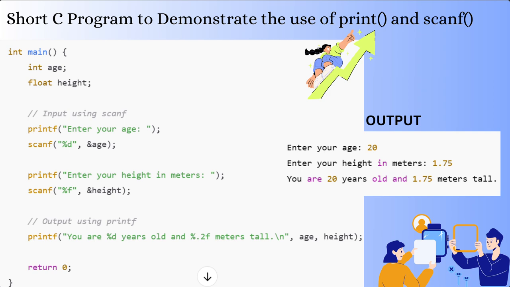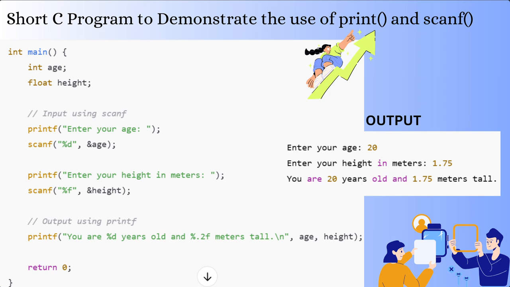Now int is the return type of the function, and under the main function we have int age, float height. Height is normally a decimal number, so we are taking it as a float. Int and float are data types. Again, age and height are variables.